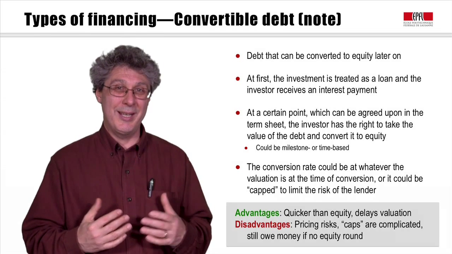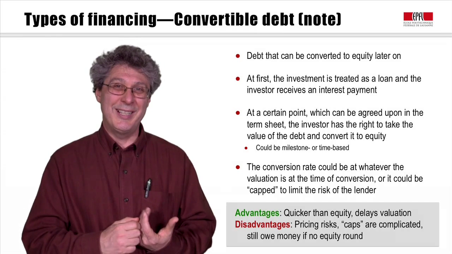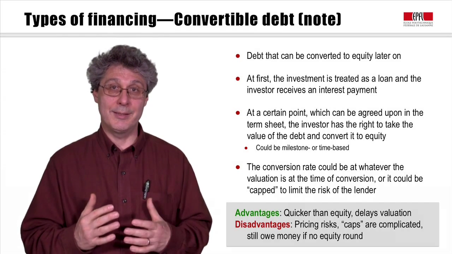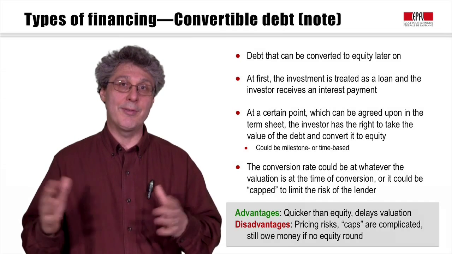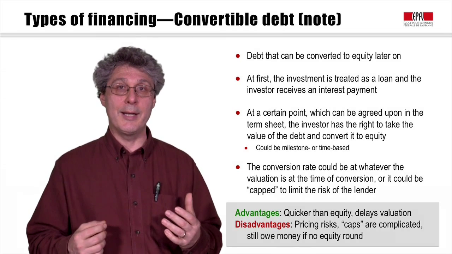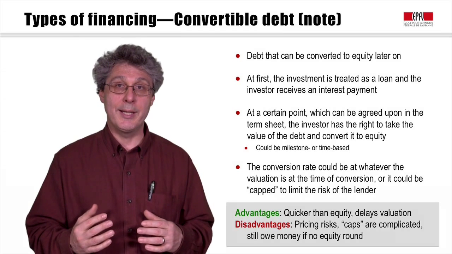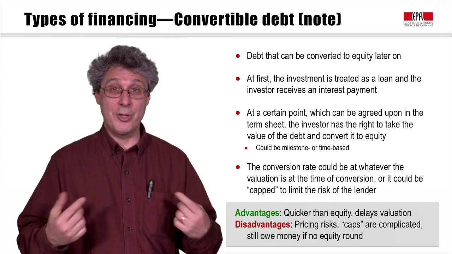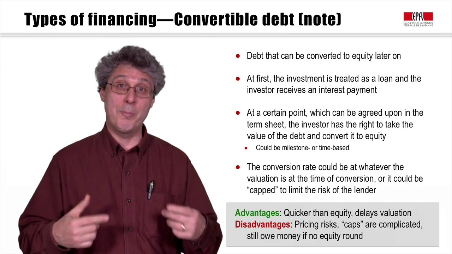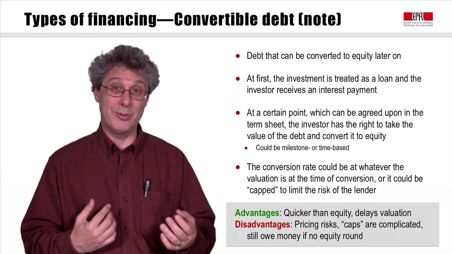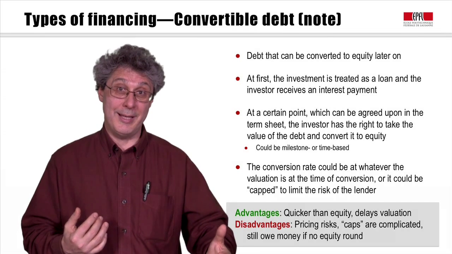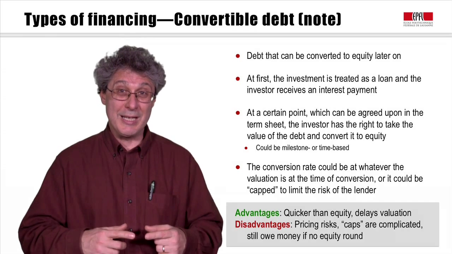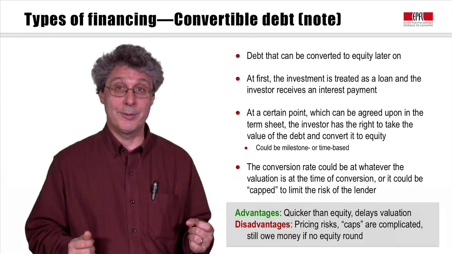The disadvantages, as you can see just from this short discussion, are that there are some pricing risks on both sides. This is something that you need to have someone else with expertise look at. The caps can be complicated, and if there's no equity round, you're still paying that coupon, you're still paying the loan off, so you'd still owe money plus the principal. You'd still owe the principal to the original investor even if you never make an equity round.